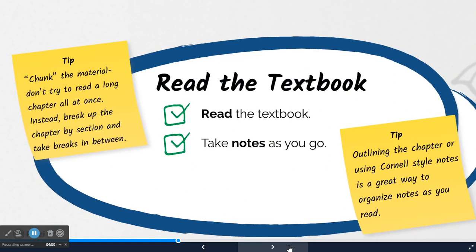Your next step for success is to read your textbook. And again, while you're doing this, take some notes. A few other tips I have for this. You can chunk the material. Don't try to read an entire 50-page chapter all at one time. Break it down by the sections. And as you work, you should also be taking notes in your textbook. I suggest either outlining the chapter or using a strategy such as Cornell-style notes to help you work your way through that chapter and write down the key points.